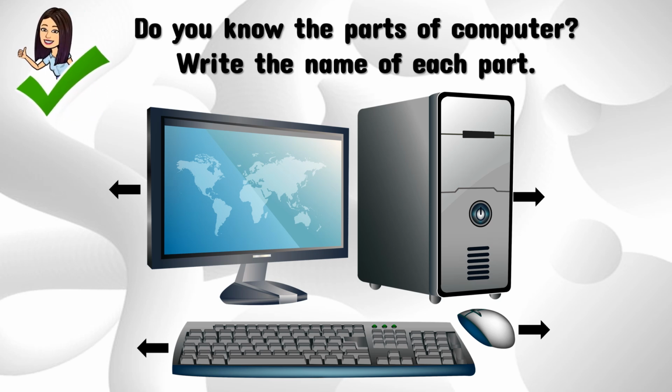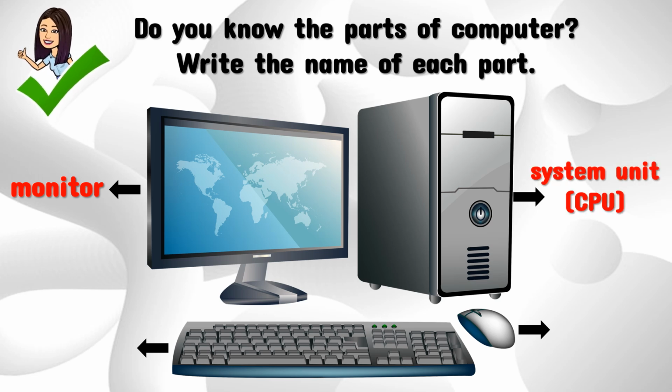Let's check your answers. This is a monitor. This is the system unit or CPU. This is the keyboard. And this is the mouse. Did you get the correct answers?